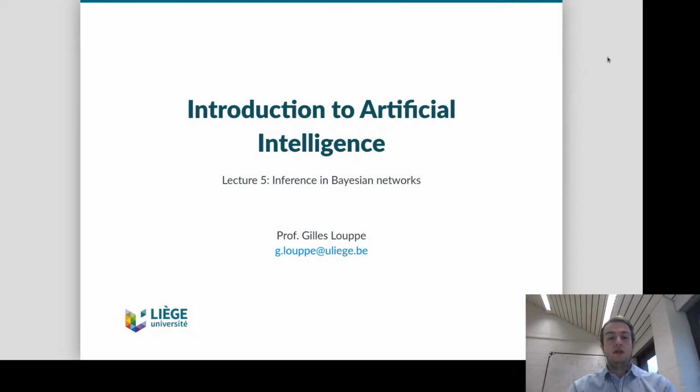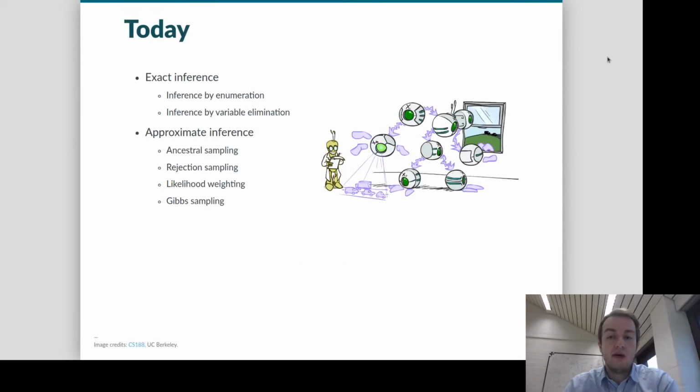Okay. So today's lecture is about inference in Bayesian networks. Last time we talked for a long time about probability theory, and we did a summary of all the previous probability courses you should have followed. So we did a recap on that, and then we introduced a way to express a joint probability distribution.